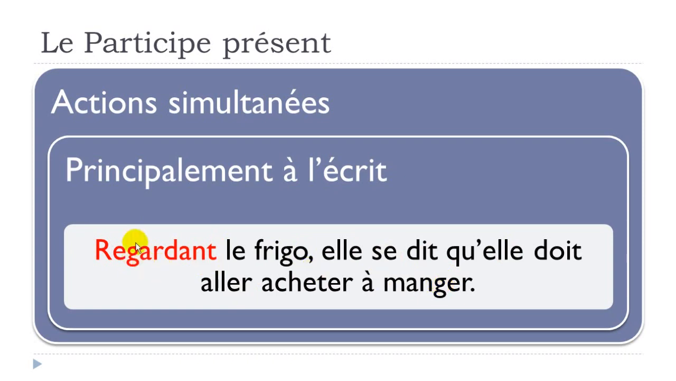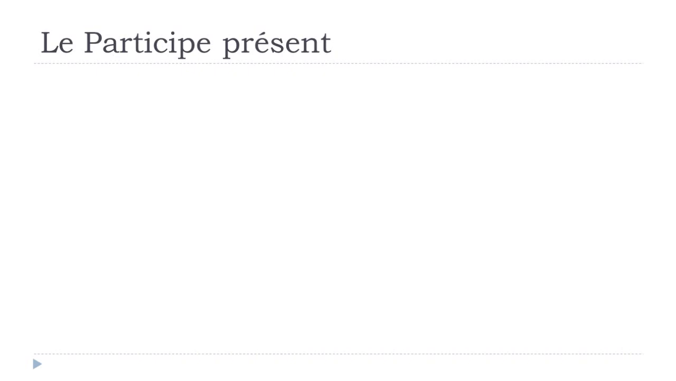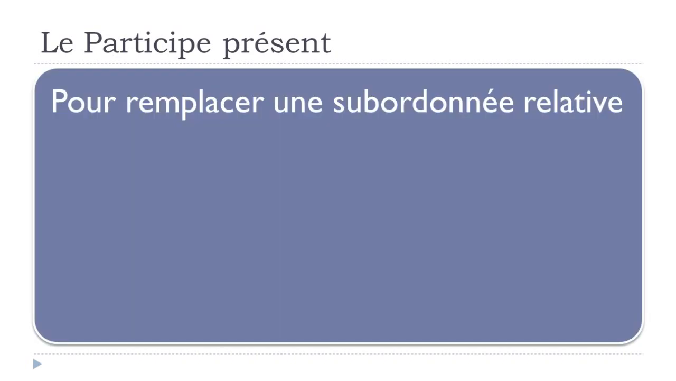Okay, but keep in mind that this structure is when you write. If you want to use it orally, then in that case you should use this préposition en first and then use this form that we call gérondif that we saw a few minutes before. Okay, and then the last use of this participe présent is if you want pour remplacer une subordonnée relative.